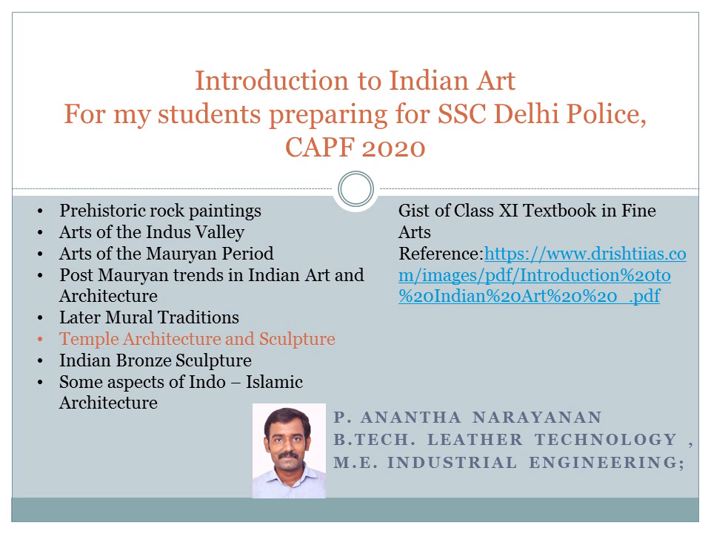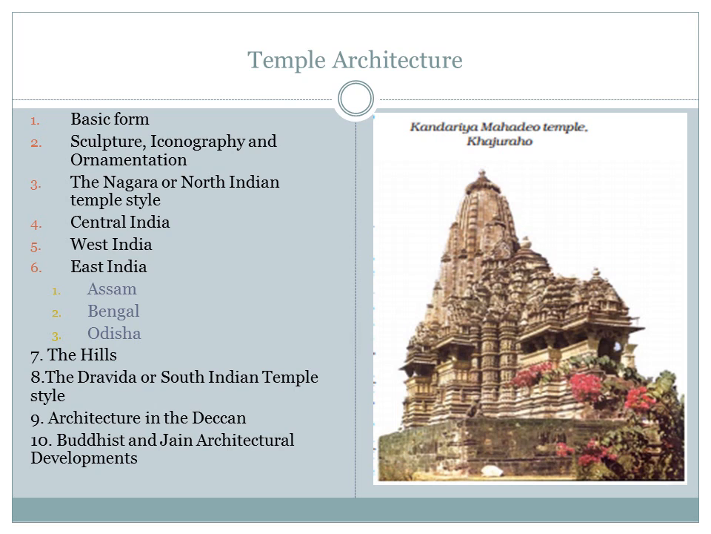First, we will pick temple architecture and sculpture. So, temple architecture and sculpture, we are going to see about the basic form, sculpture, iconography, and ornamentation. The Nagara or North Indian style, the Central India style, the West India style, the East India style. In East India style, we have Assam, Bengal, Odisha. Then we have the hill style, the Dravidian or South Indian temple style, architecture in the Deccan, Buddhist and Jain architectural developments. So, in this lecture, we will see about the basic form, sculpture, iconography, and ornamentation, the Nagara or North Indian temple style.